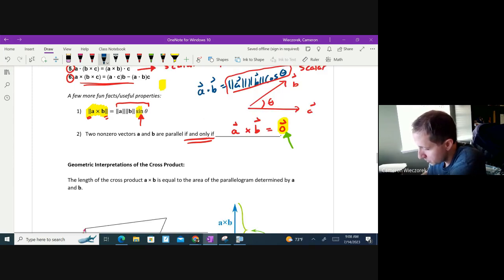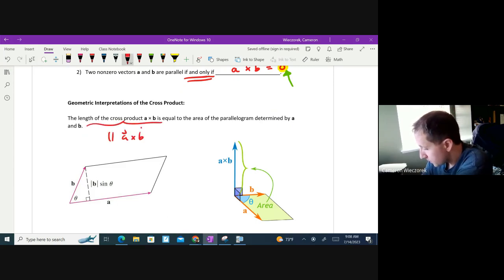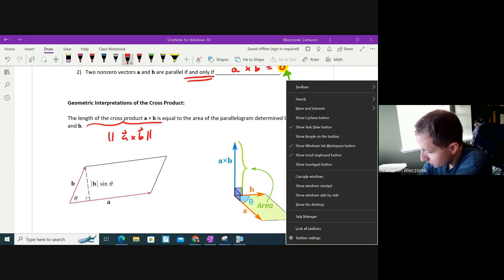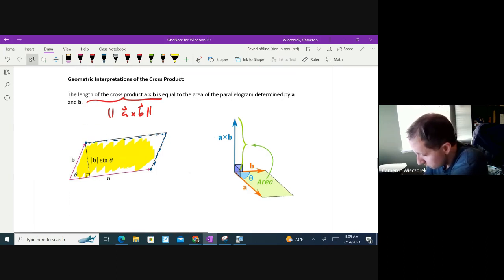Okay, so geometrically, what does it represent? The length of the cross product, so in other words, the magnitude of the cross product, A cross B, is equal to the area of the parallelogram spanned or determined by A and B. So the parallelogram would be created if you put a little dot where each arrow ends and extend. The area of this parallelogram formed right here is equal to the magnitude of the cross product of A and B. How do we get that? Well, use a little bit of geometry.